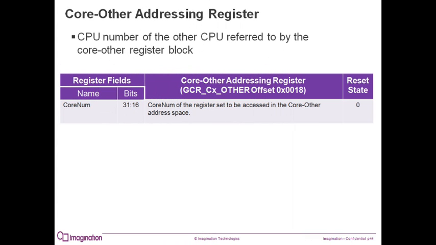The core number field of the core other address register needs to be written with the number of the other core whose local registers you wish to access. Once this is written, you can access that CPU's CM local registers through the core other register block.